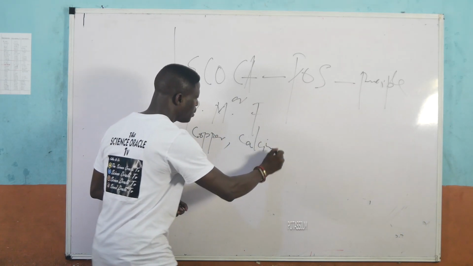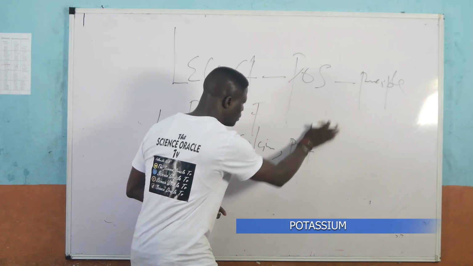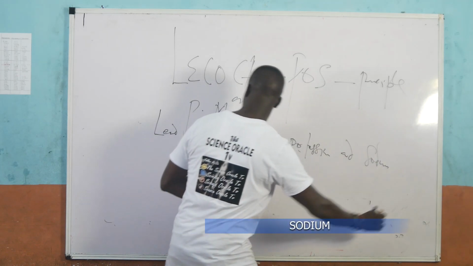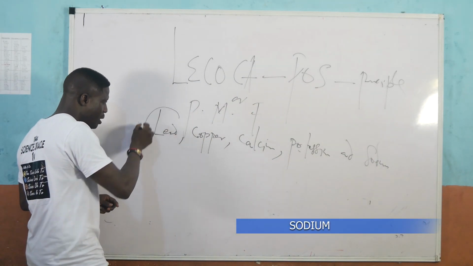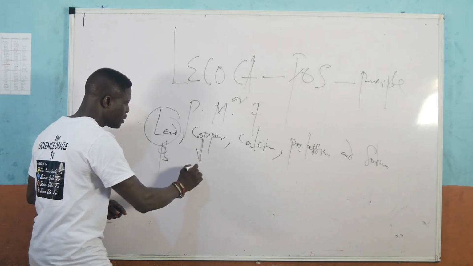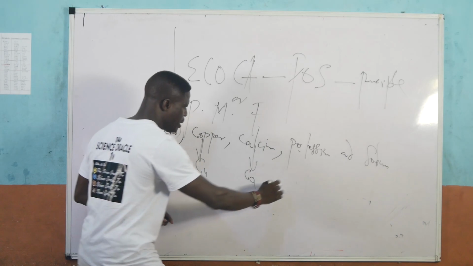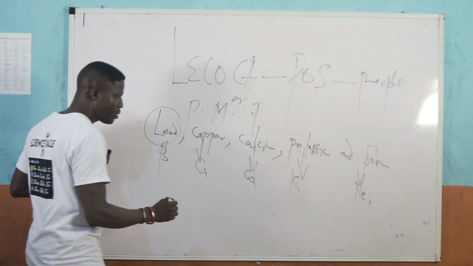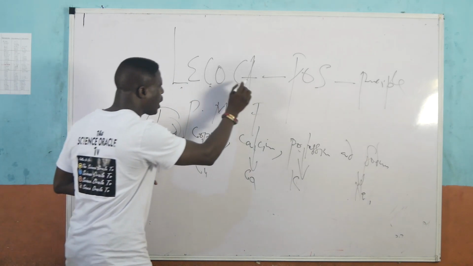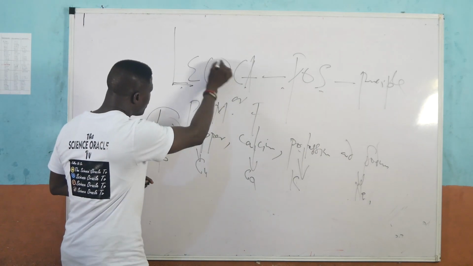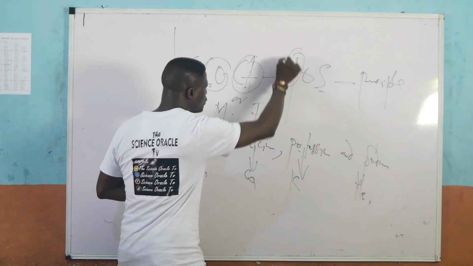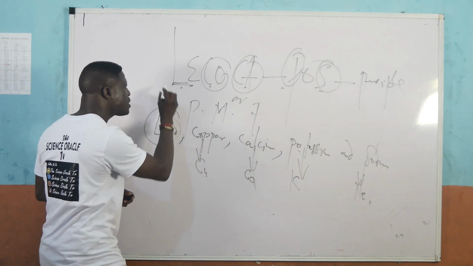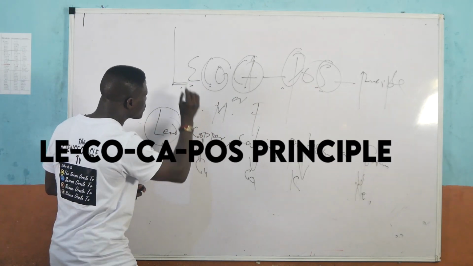calcium, potassium, and of course sodium. The color impartation of lead, Pb, copper, Cu, calcium, Ca, potassium, K, and of course sodium, whose chemical symbol is Na, is coded as Lefoka POS.